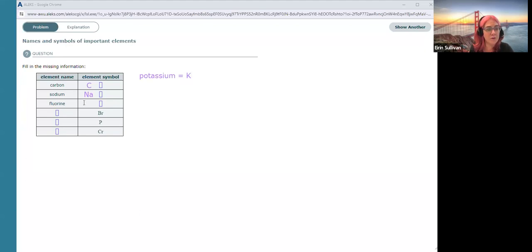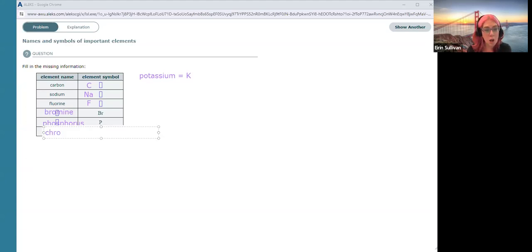Fluorine never used to cause any issues because it's just an F, but do watch out because now we have one of the newer elements, the artificial element flerovium, where the symbol is Fl. So please don't get those muddled up, okay? Br is bromine, so that's another one that's very similar in symbol. P is phosphorus, and Cr is chromium.